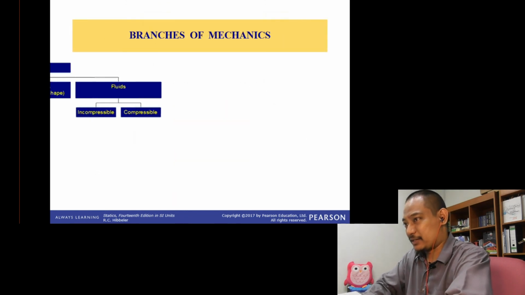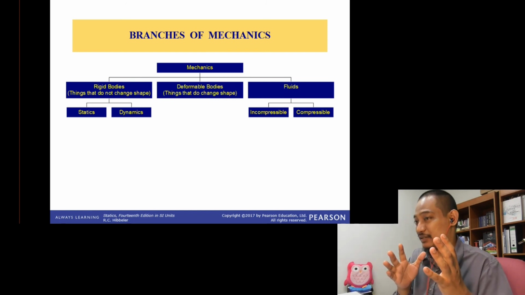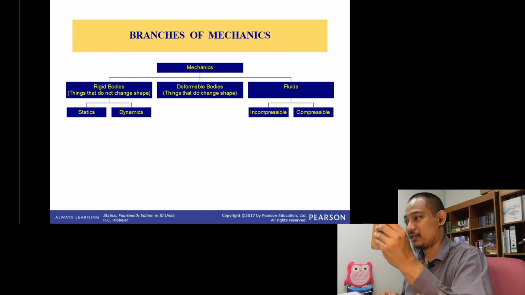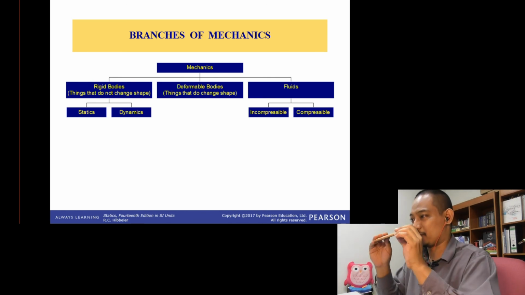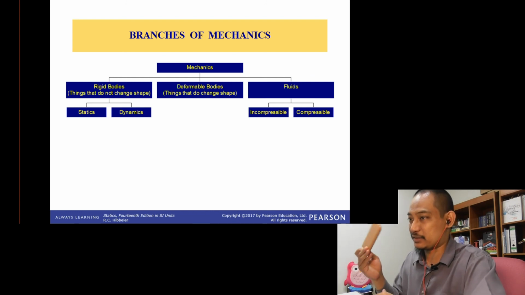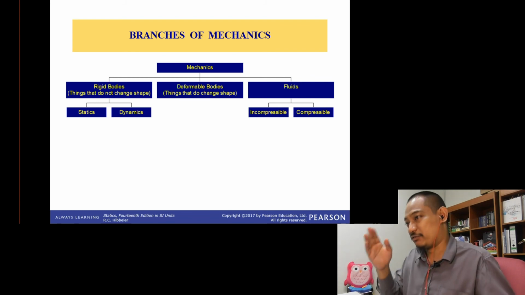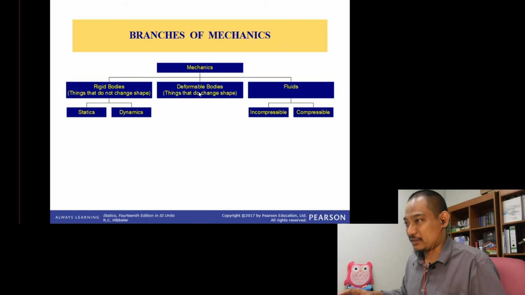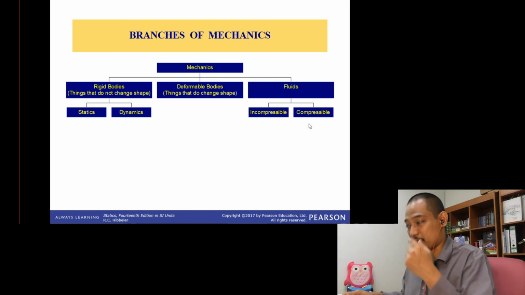The branches of mechanics: from the left, which is the easiest, we have rigid body. For example, this is rigid, meaning that it doesn't deform. If it's deformed, then it's broken. Under this we have statics and dynamics. Statics is just stationary, dynamics is moving. Then we have deformable, and on the right, the most complex, which is fluid, because fluid can flow. Under fluid we have incompressible and compressible.